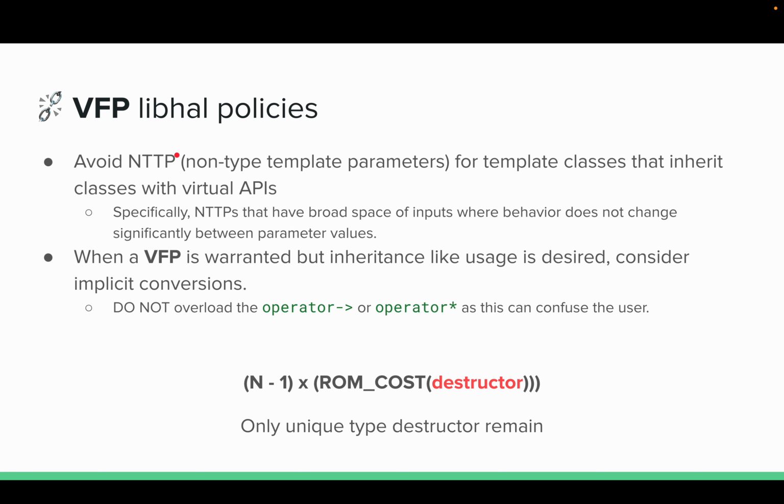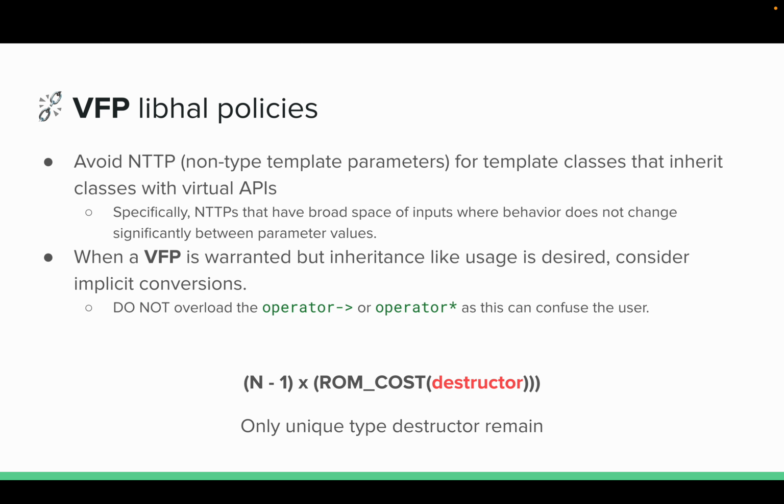The libhal policy for this will be, when possible, avoid non-type template parameters like size or structs and all that for template classes that inherit classes with virtual APIs. Specifically, things like size, where the numbers are broad, you expect people to put in arbitrary numbers. So you expect that there would be an arbitrary number of unique inputs that they get. And from there, you can have a lot of bloat just from adding in all of those different instantiations.